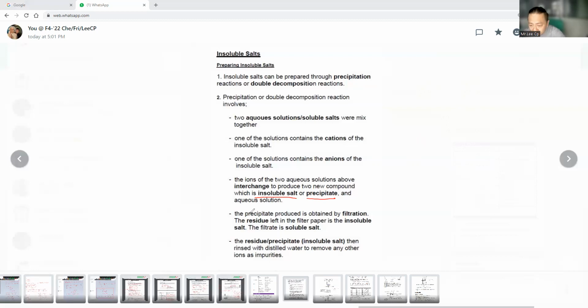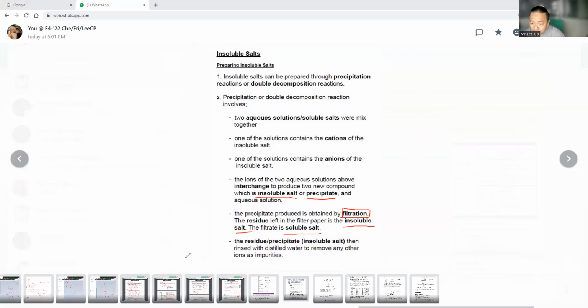And then the next one, the precipitate is obtained by filtration, right? You need to go through filtration. Later, I'm going to show you in the diagram how to get it. And the residue left in the filter paper is insoluble salt, right? The filtrate is soluble salt, sorry. The filtrate, the one that you filtrate, is soluble salt, right?